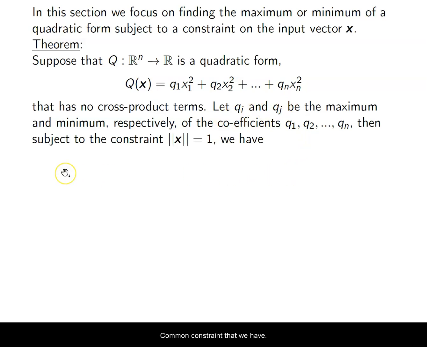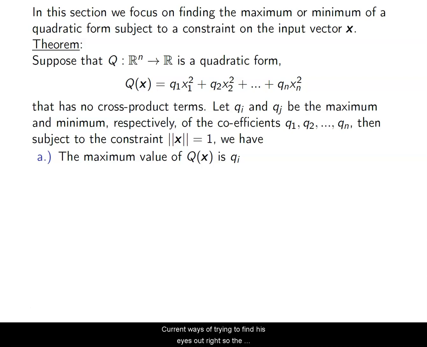A common constraint that we have is that I do not want my input vector to have a length that is different from 1, right? Basically, I just want to look at what's happening 1 unit away from the center of my function, right? So we have the current ways of trying to find those values out, right?